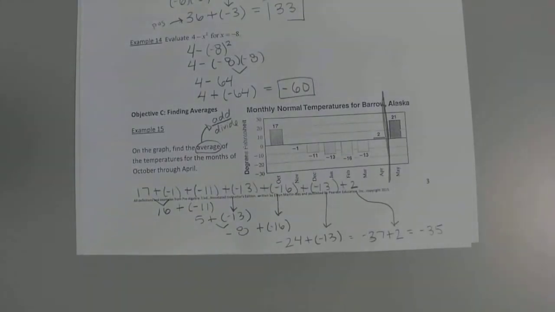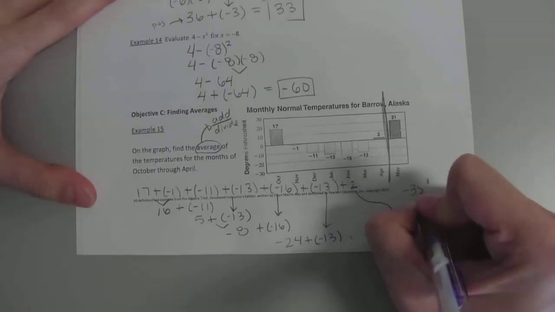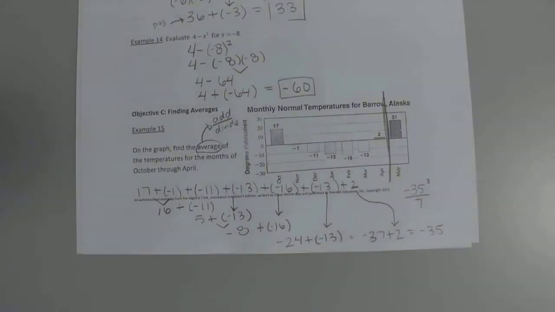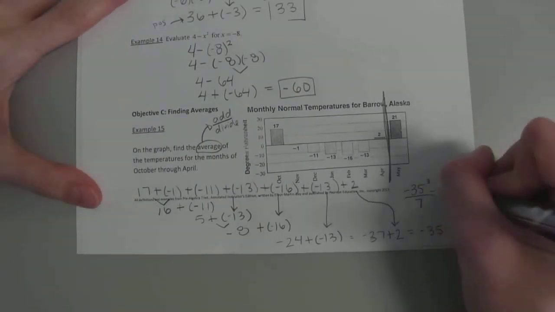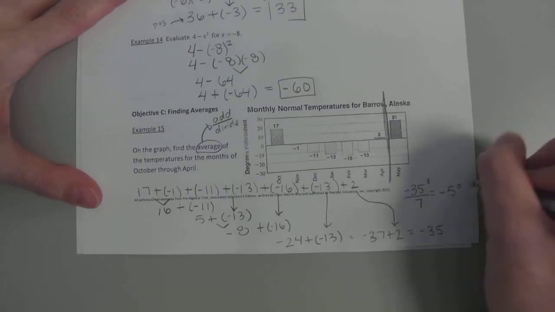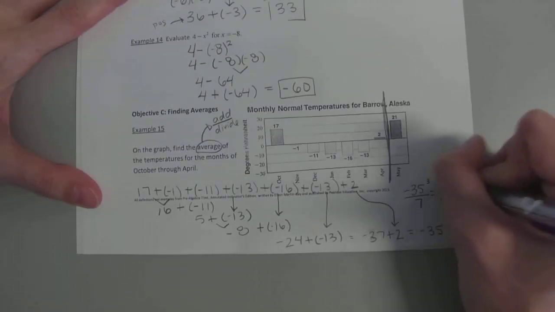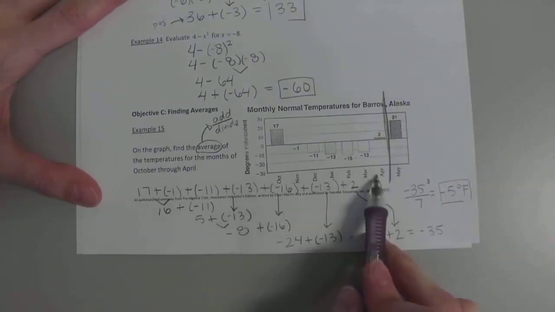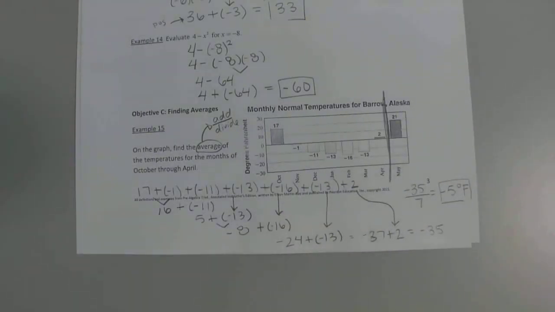And guess what? We're not done. You do all of that, and you're like, wait, all I did was add the temperatures, right? They want me to find the average. So what do I still need to do with 35? I still need to take negative 35 and divide by my 7 months. That's the easy part, though. Right? Because whenever you divide, it's just the normal division. What's 35 divided by 7? 5. But what's a negative divided by a positive? Negative. So this is negative 5 degrees Fahrenheit. That is, from October to April, guys, the average temperature is negative 5 degrees.